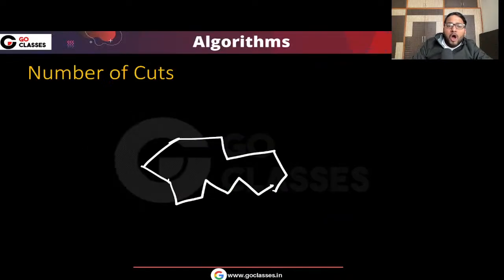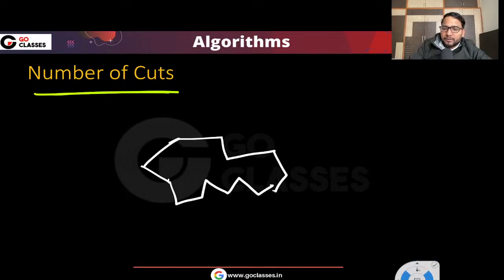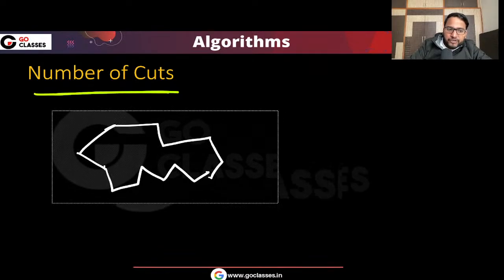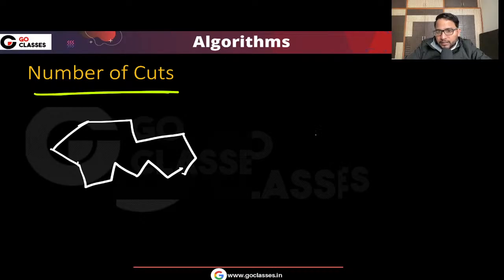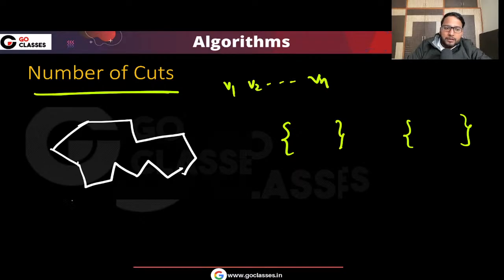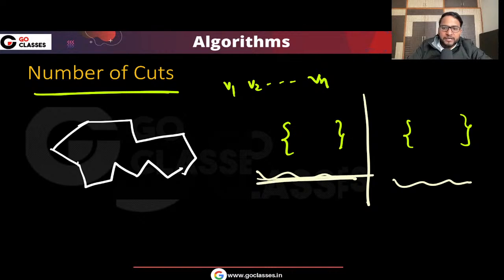Now, how many cuts are possible? See, I told you that a cut ideally is basically just a set of vertices, which means that if you have n vertices, v1, v2 to vn, in how many ways can you partition these vertices? Some of the vertices are here, some of the vertices are here. In how many ways can you do this partition? Tell me.